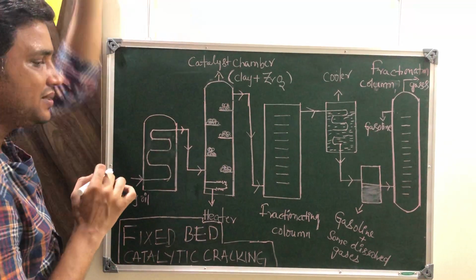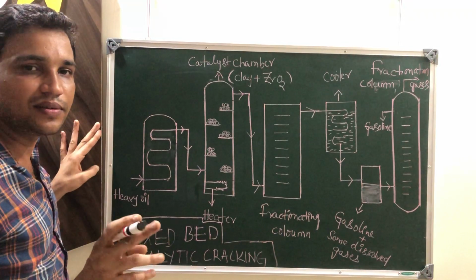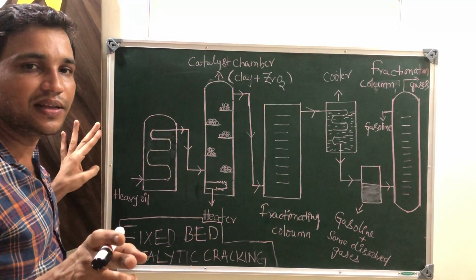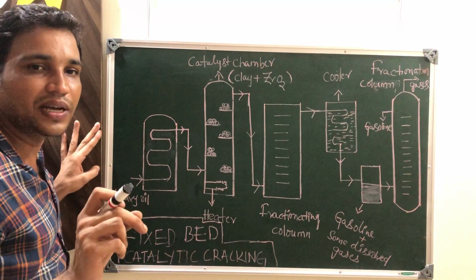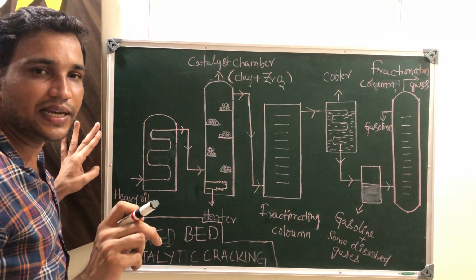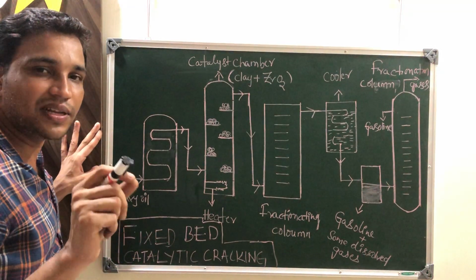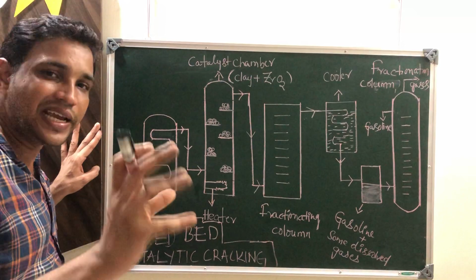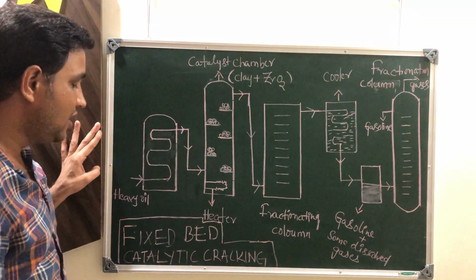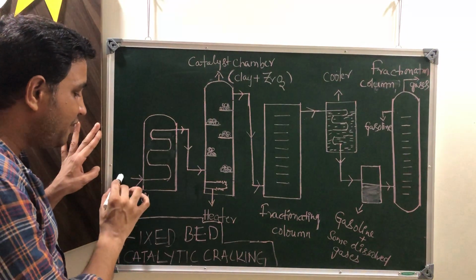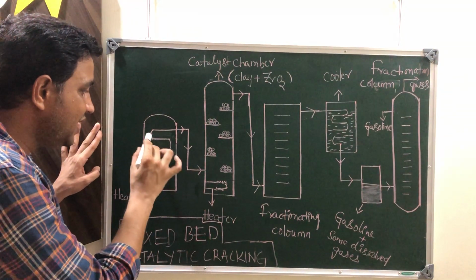In this process, first take heavy oil. Why do we need to take heavy oil? Because heavy oil contains 30 carbons. We need to convert that into the C4 to C9 range, right? So take heavy oil and feed it into this chamber. Now the heavy oil is moving.